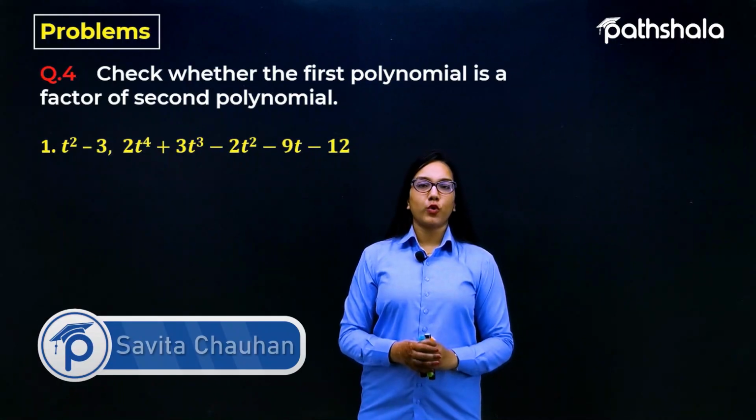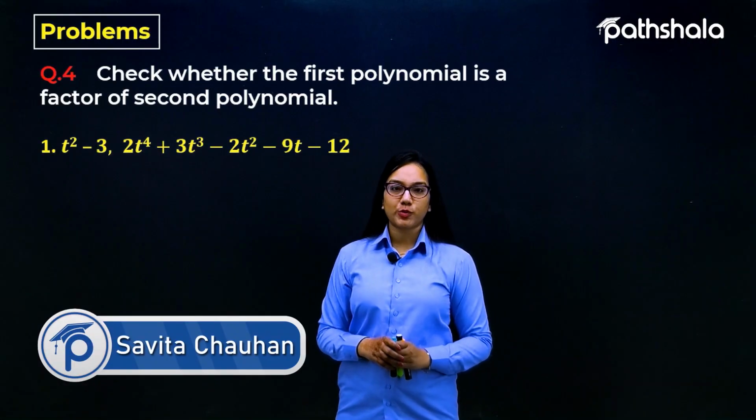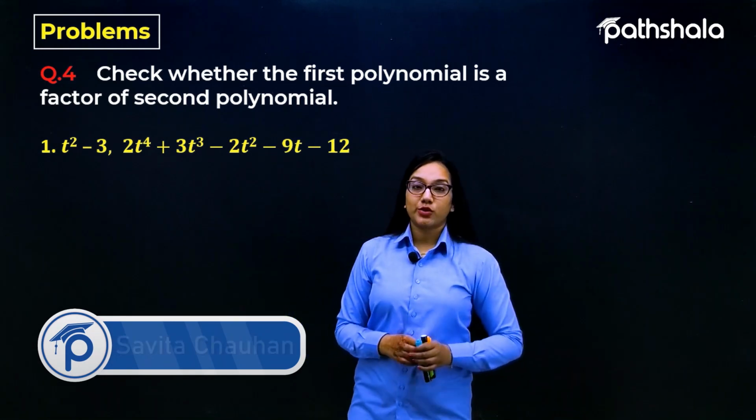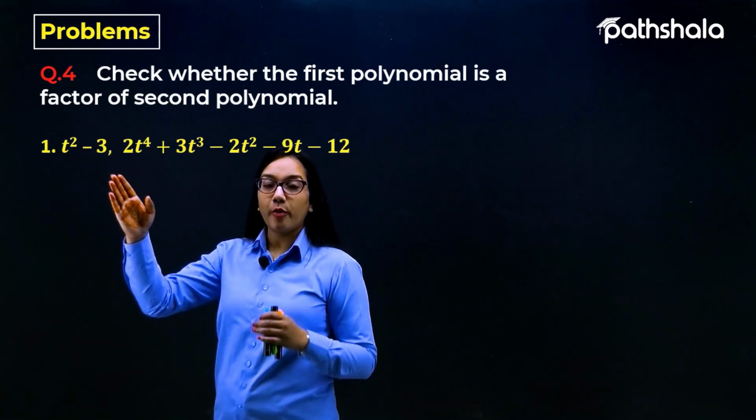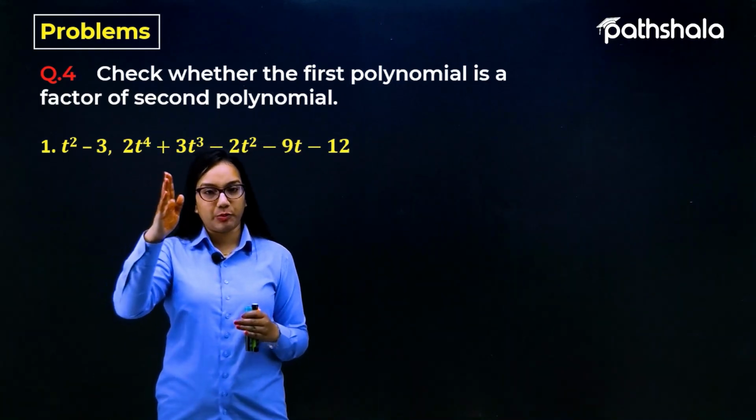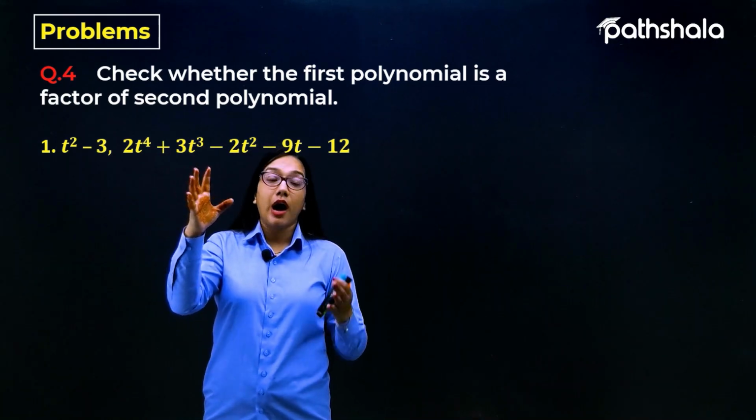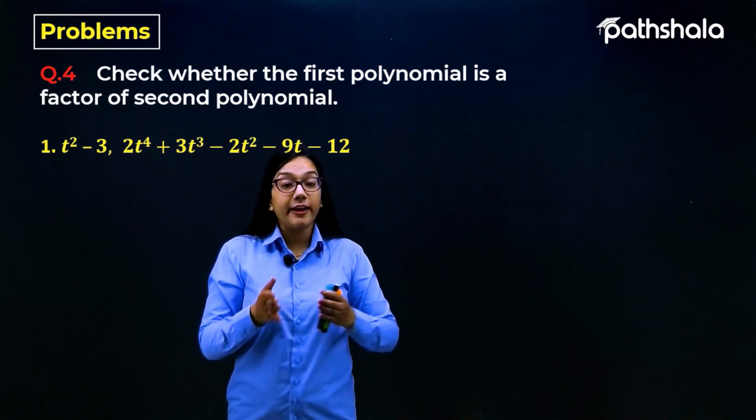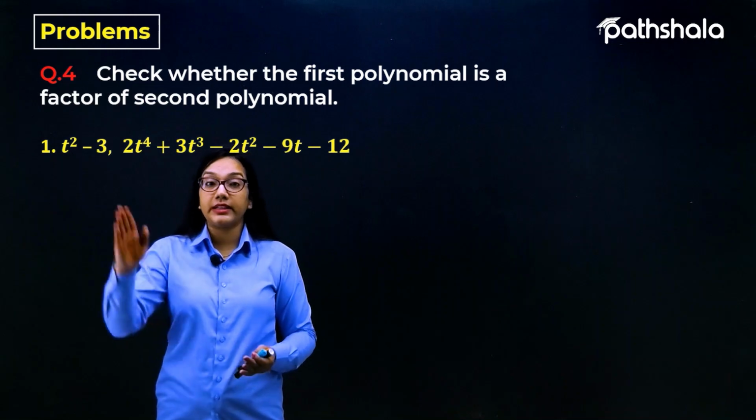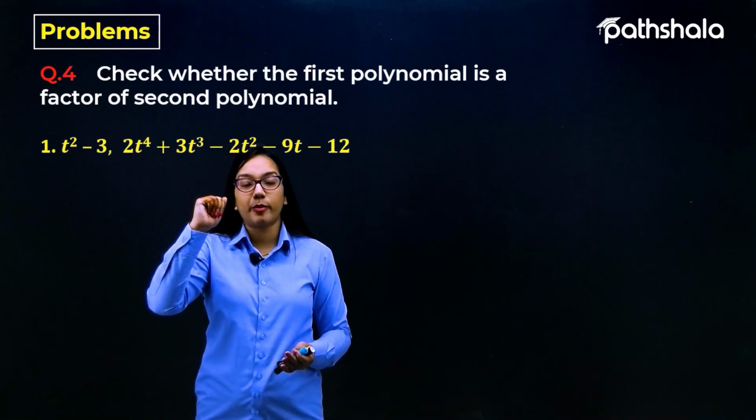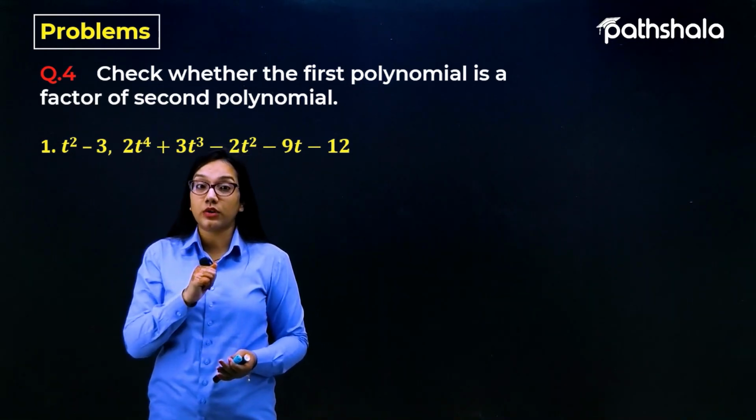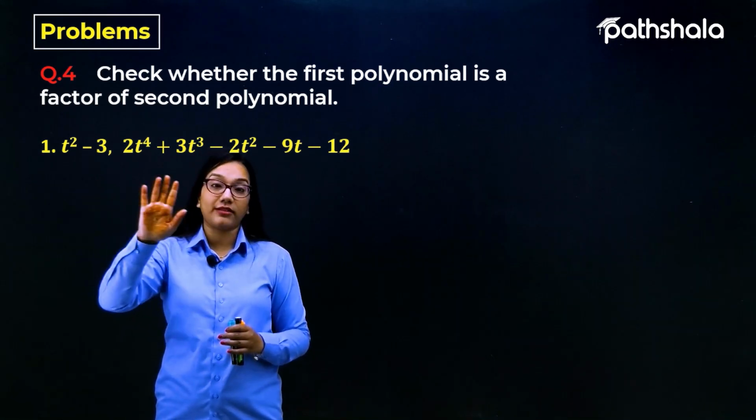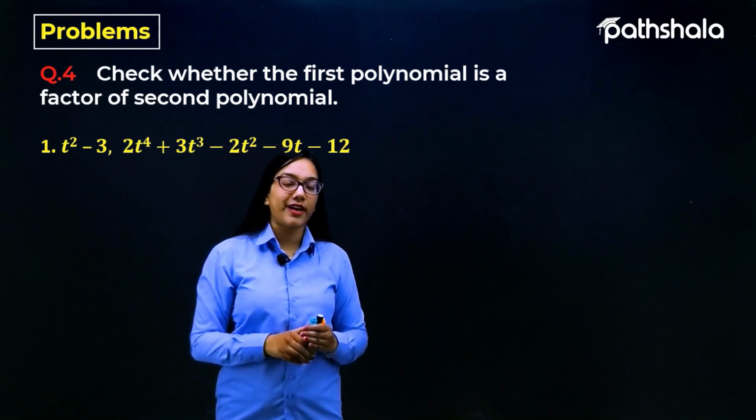So question number 4 says: check whether the first polynomial is a factor of the second polynomial or not. The first polynomial is definitely a factor of the second if the remainder after dividing these two polynomials comes out to be equal to 0. If the remainder is 0, then it is a factor of this polynomial, and if the remainder is not equal to 0, then it is not a factor of this polynomial. So let's divide these two polynomials.